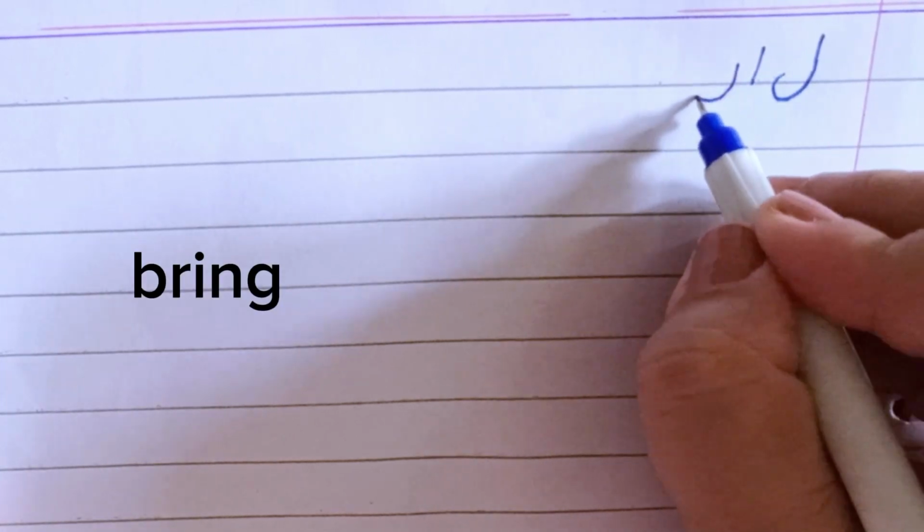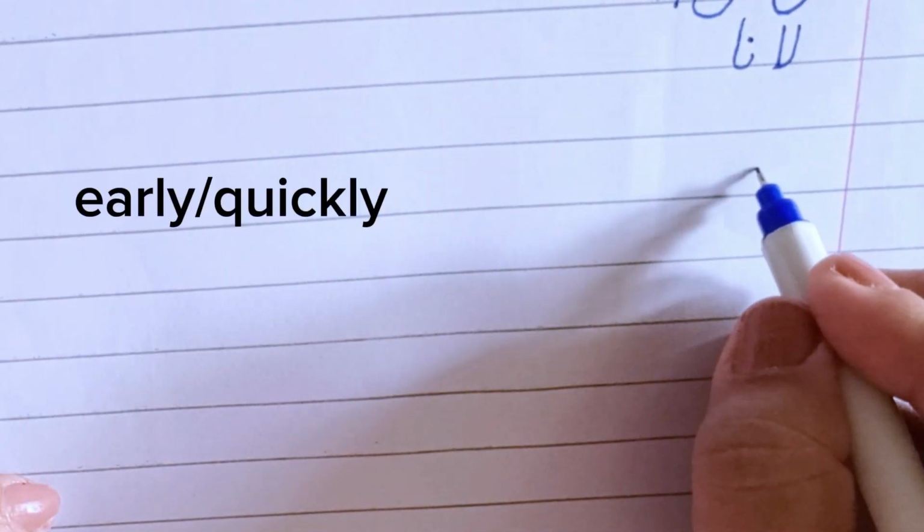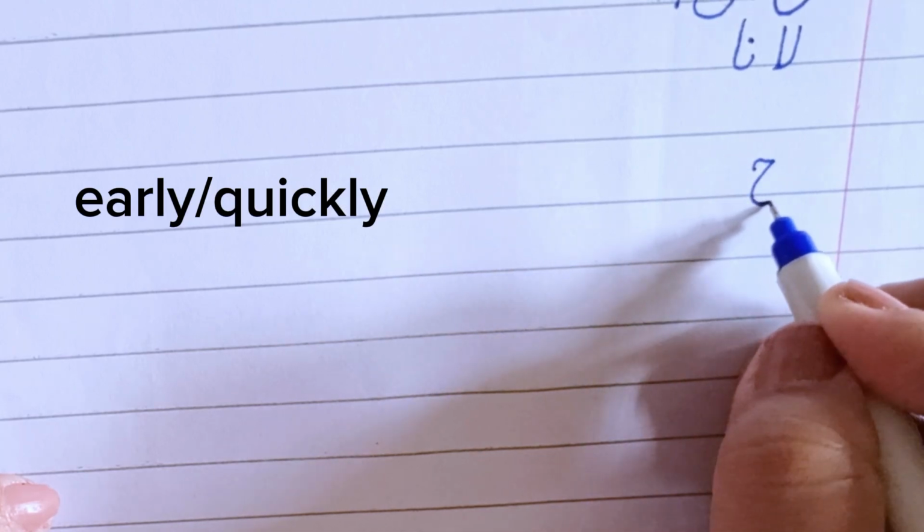The next letter is lam. With lam we will write the word lana. Lam, alif, noon, alif, lana. Lana means bring. Short form of lam, alif, then short form of noon will be connected with alif, lana. Now the middle position, and the word is jaldi. Jaldi means early or quickly.